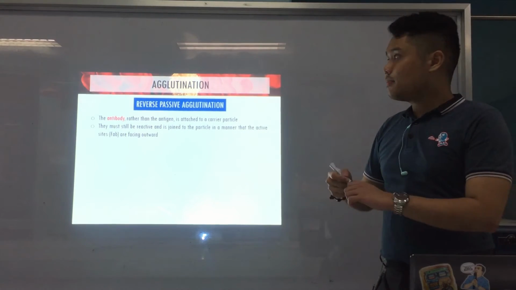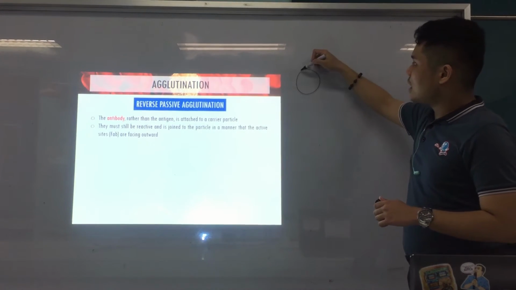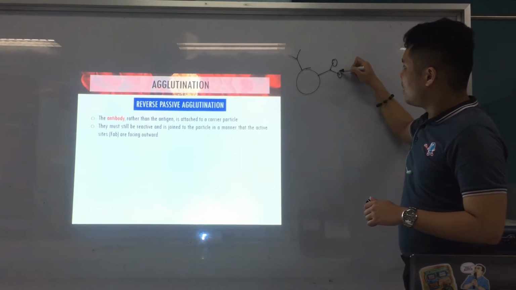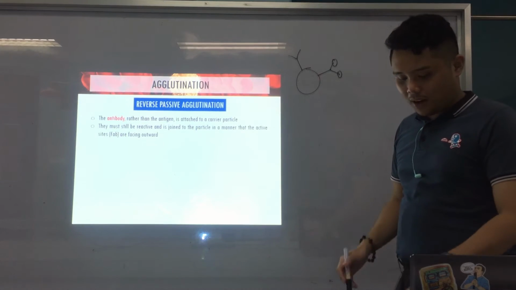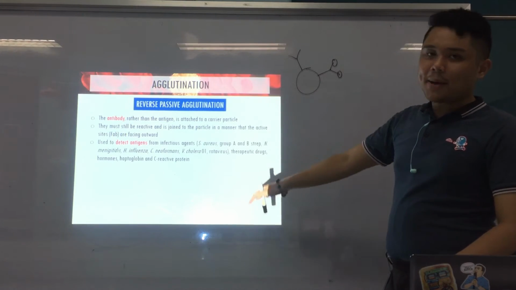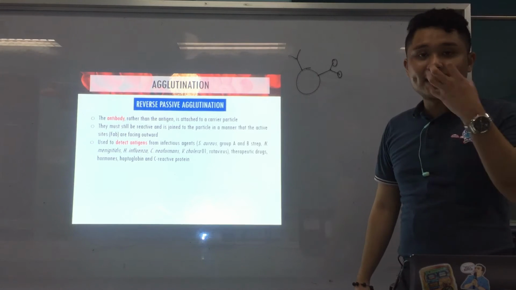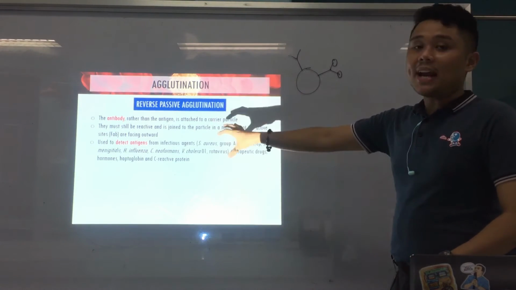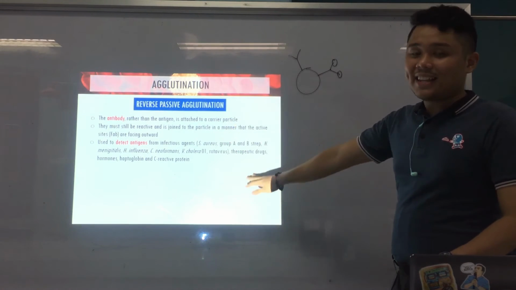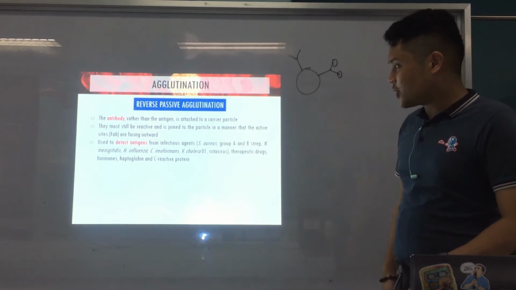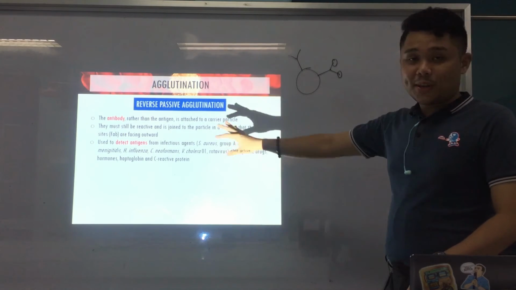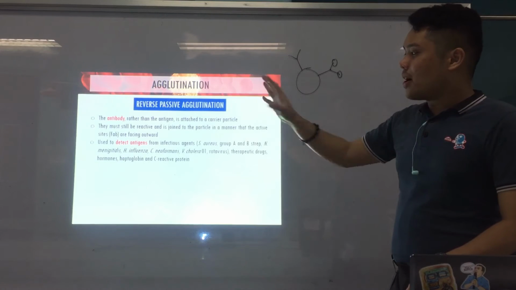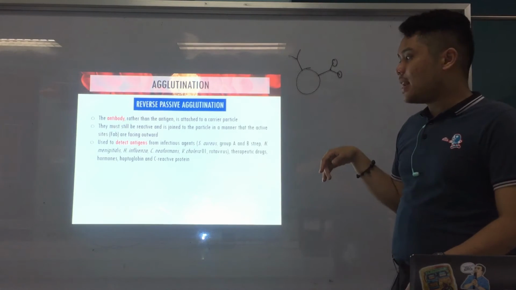For example with latex, of course, your antibodies should face outward, because that is where the binding sites are, your Fab. Since the antibodies are now on the latex or carrier, it becomes our reagent. Therefore, we are detecting antigens this time. It is usually used for infectious agents, therapeutic drugs, not only diseases but also proteins, hormones, haptoglobin, and CRP.